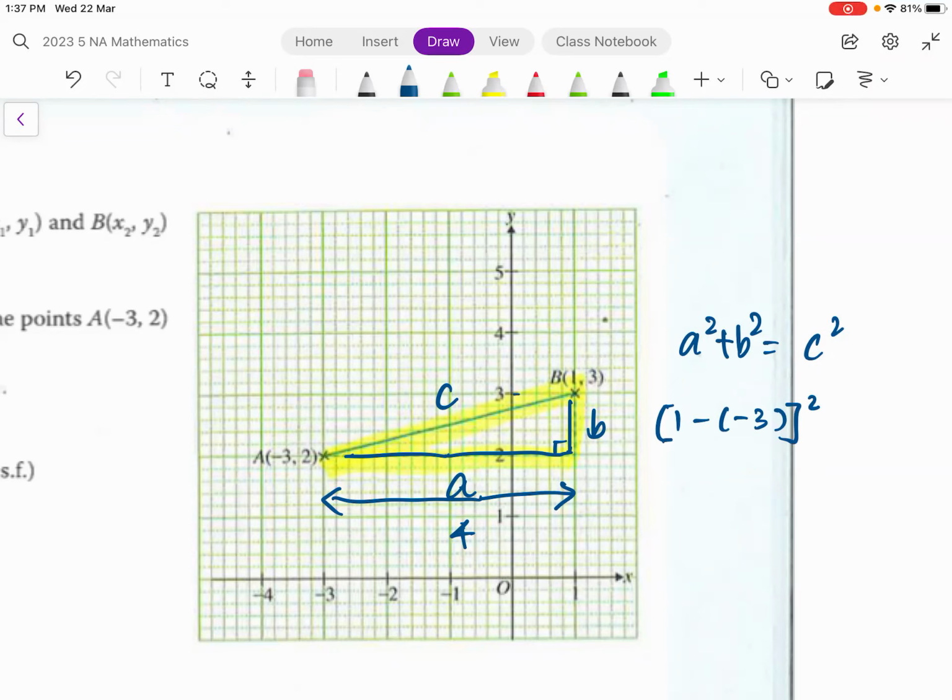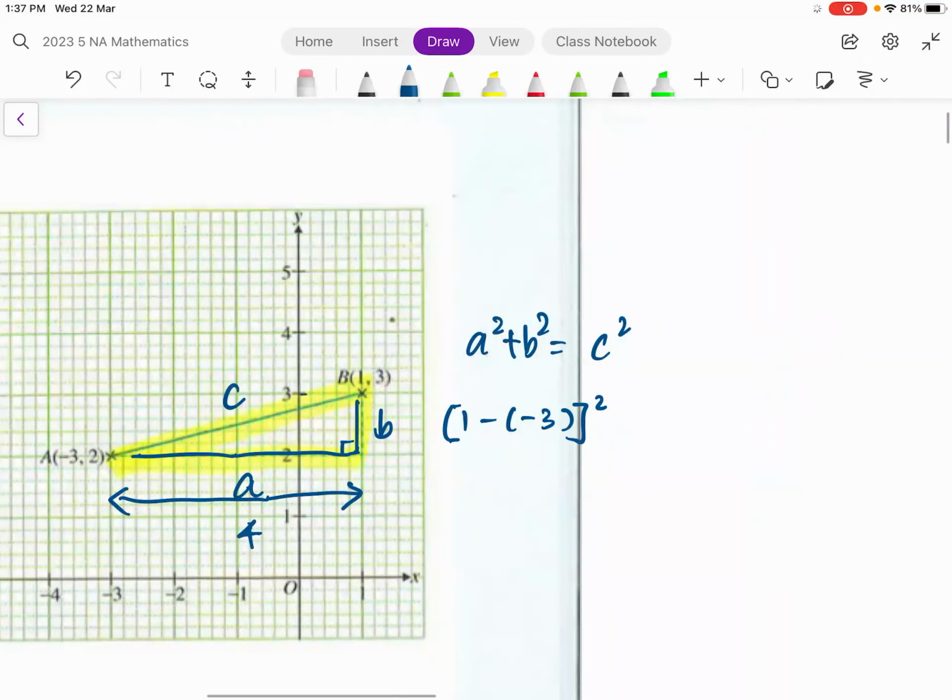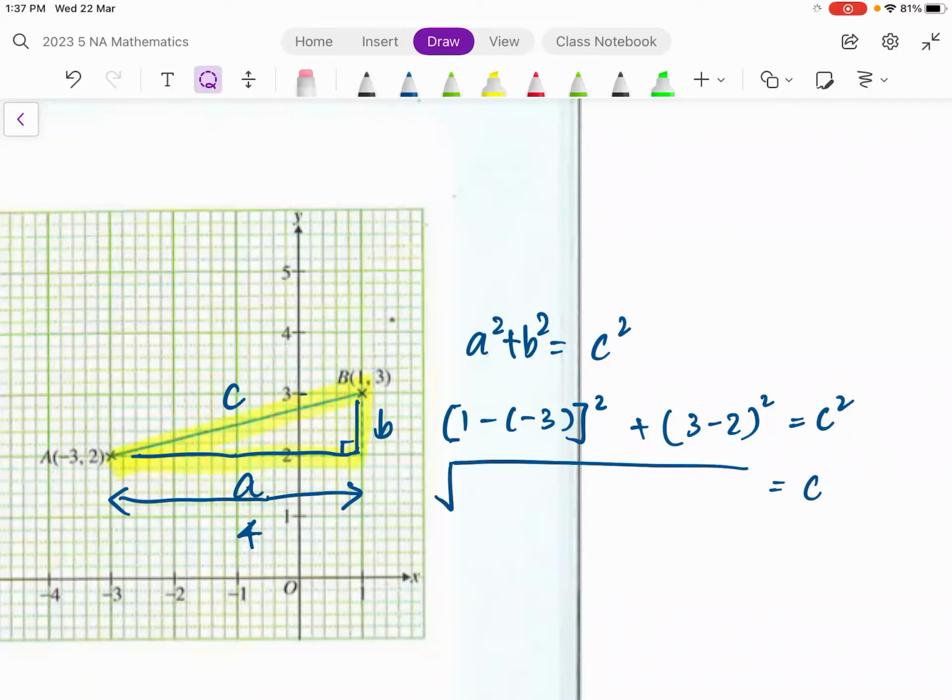What about our B over here? The vertical height of the triangle. Obviously, it is 1 unit, right? But if I ask you to use the formula, big number minus small number, we take 3 minus 2. So plus our 3 minus 2 squared. This must be equal to C squared. And then C must be equal to the square root of this entire thing.